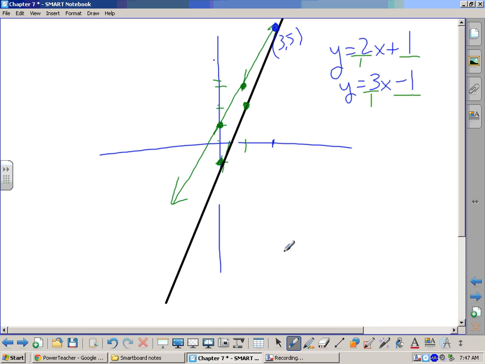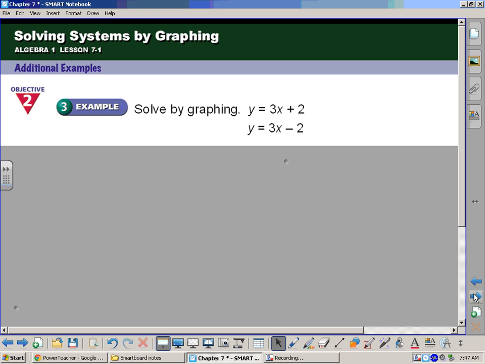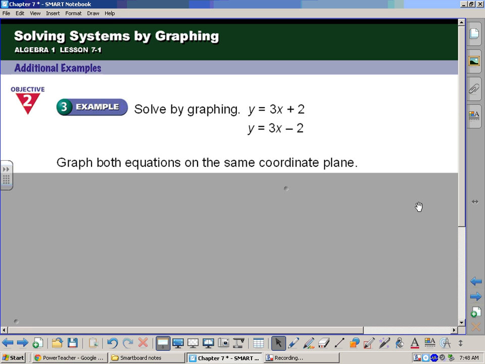This would be the solution, 3, 5, and that's approximate. So let's try another one and see what you can come up with for this. So let's try y equals 3x plus 2 and y equals 3x minus 2. And let's see what this one looks like.